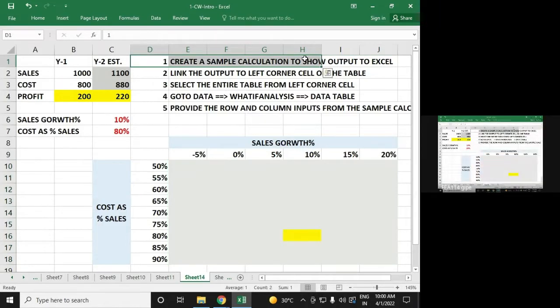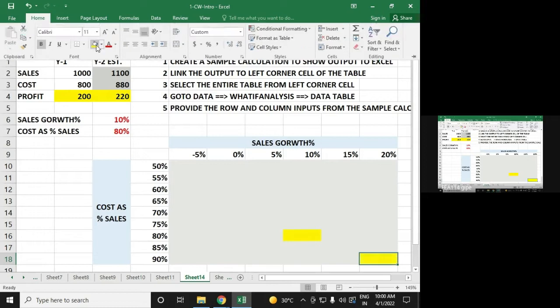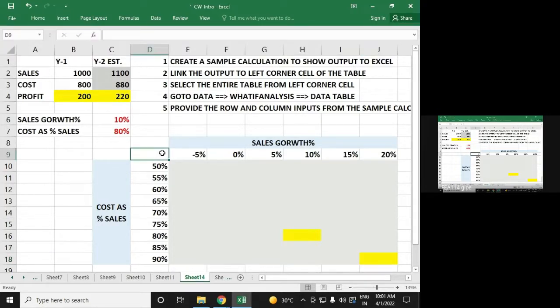सैंपल कैलकुलेशन तो हमने कर दिया है. अब आप बाकी के स्टेप्स फॉलो कीजिए और मुझे कॉर्नर सेल का आंसर बताइए. How much should the answer be? 120. 120 is correct. Good. Follow the steps of data table. Those who joined in now, let me show the steps again.